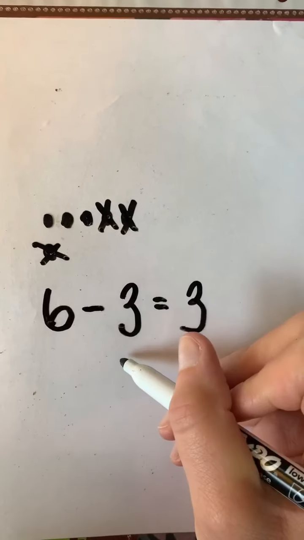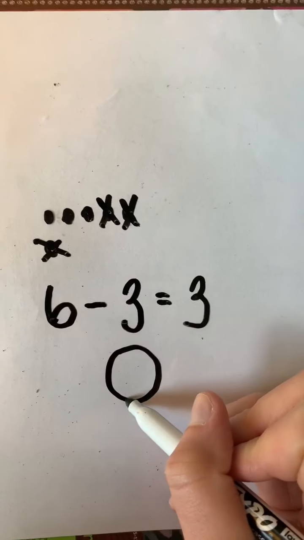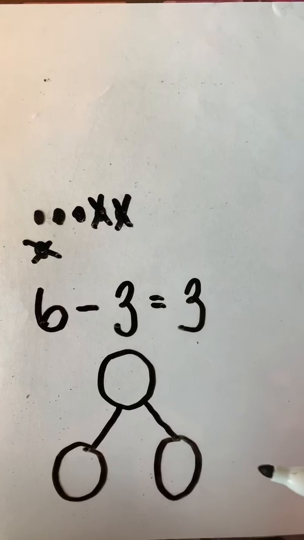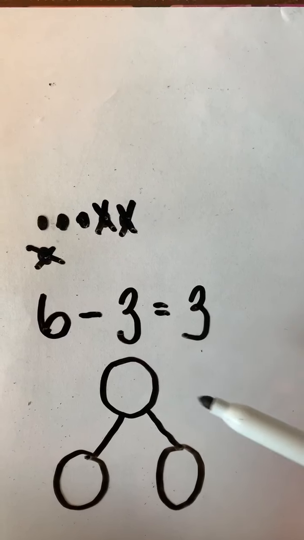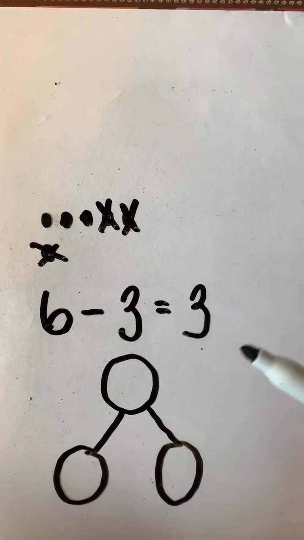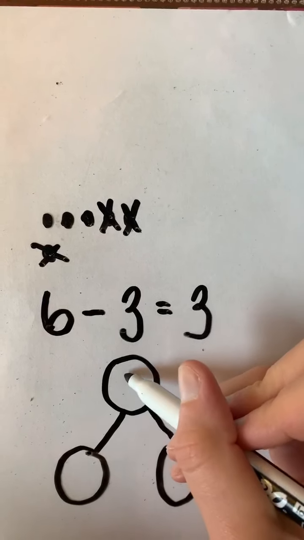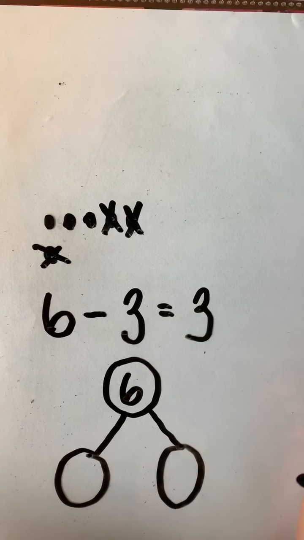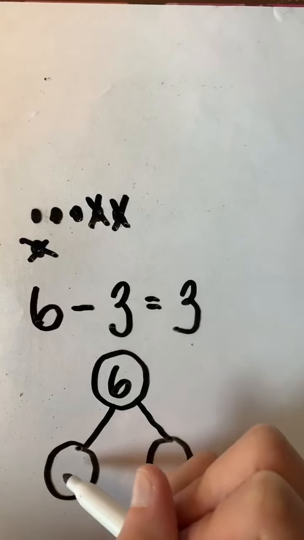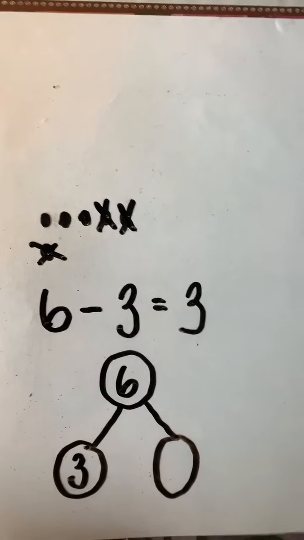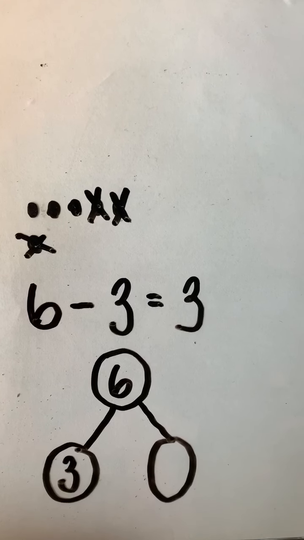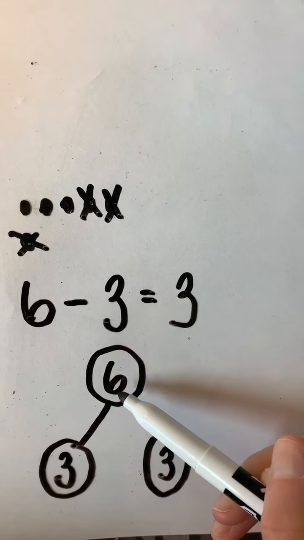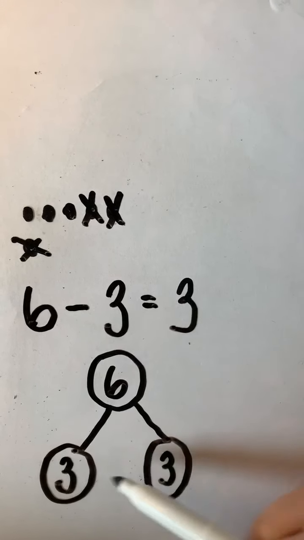We can also write this in a number bond. So go ahead and draw your number bond just like before. Now let's fill it in. How many did we start with? How many dots did we start with at the beginning? If you said 6, you are correct. And then what were our 2 parts? How many dots did we cross off? We crossed off 3. And after we crossed off 3 of those dots, how many were we left with? We were left with 3. So our number bond looks like this. 6 was our whole, and then our 2 parts are 3 and 3.